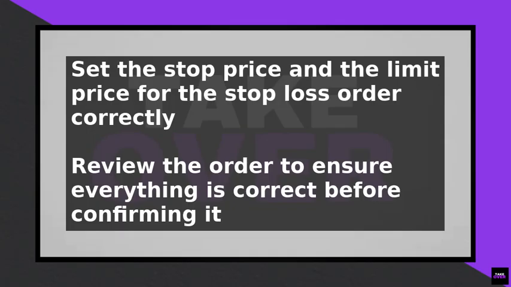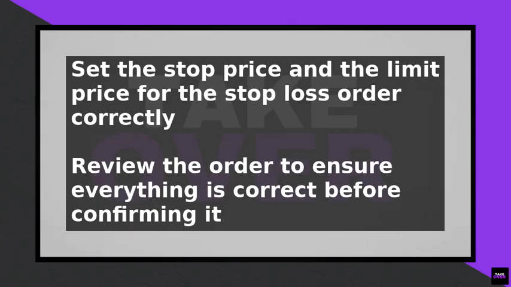For example, let's say you bought 10 shares of stock at $50 per share and you want to limit your potential losses to 10%. You would set the stop price at $45 per share, which is 10% below the purchase price. After setting the stop price and the limit price, review your order to ensure everything is correct. Then, confirm the order to set the stop loss.